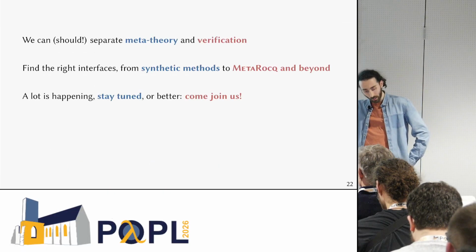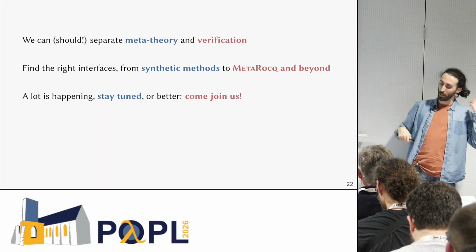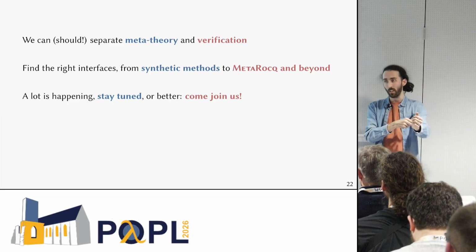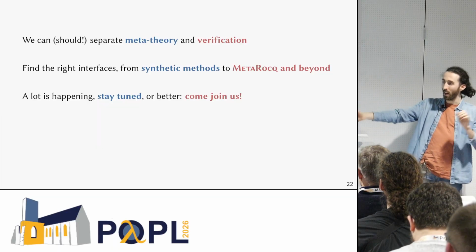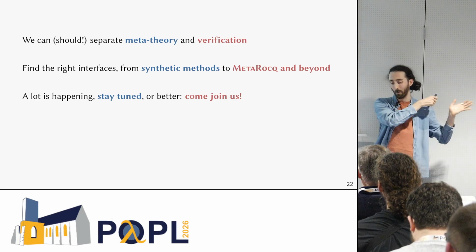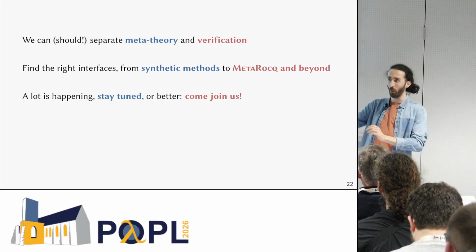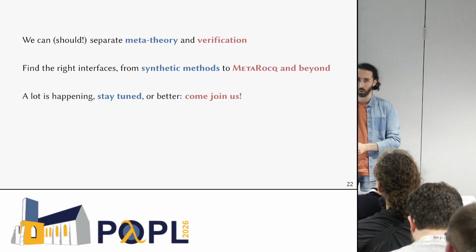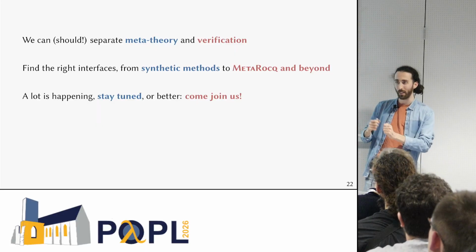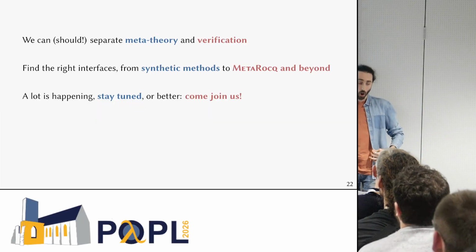And so we can and we should separate these two aspects, meta theory and the verification, but still we should also find the right interfaces, and then maybe one day we'll have this entire formalization all the way from fancy synthetic categorical methods for normalization and meta theory all the way to Metarock, and I hope beyond, maybe verifying proper hardcore efficient implementations of, I don't know, universe levels, things down to the concurrency and whatnot. A lot is happening in that space.